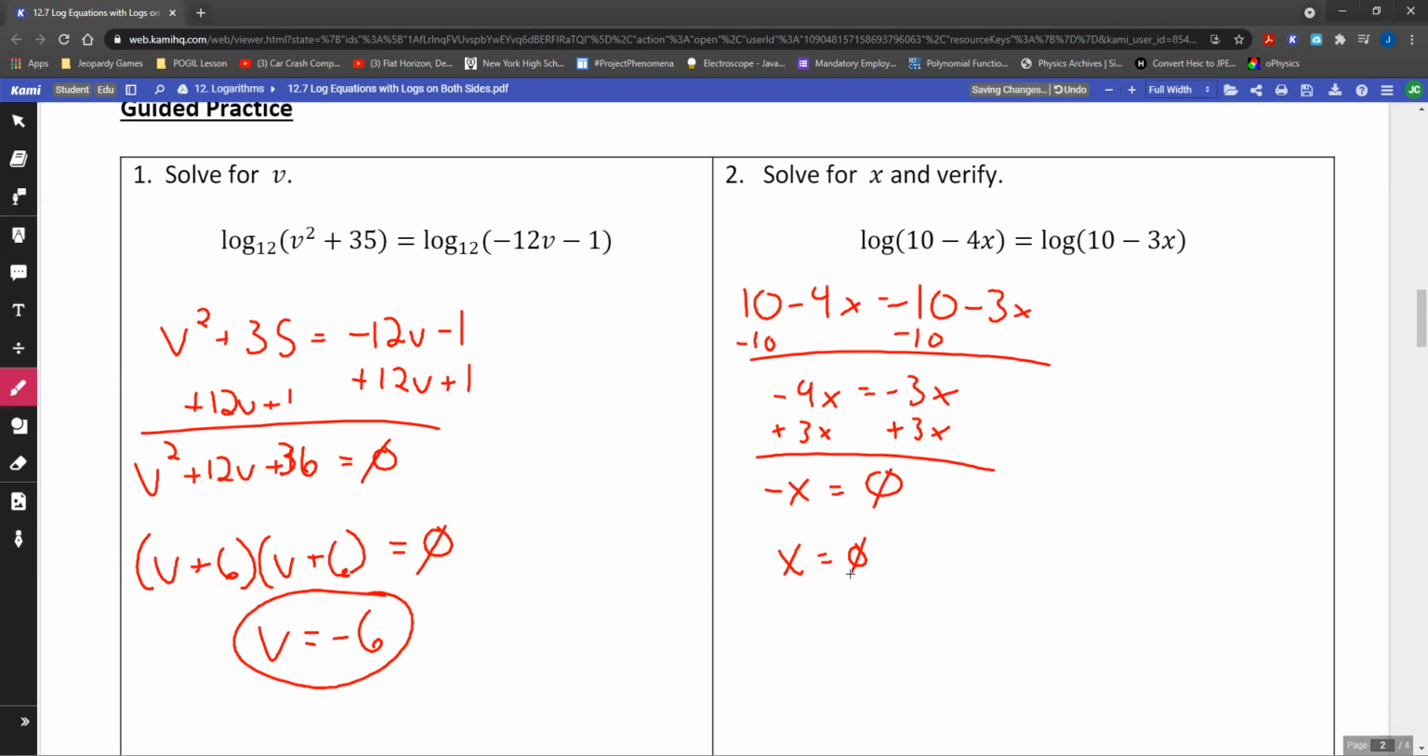So just to verify, log 10 minus 4 times 0 is just 0. Equals log 10 minus 3 times 0 is 0. So we end up getting log 10 equals log 10. So, yes.